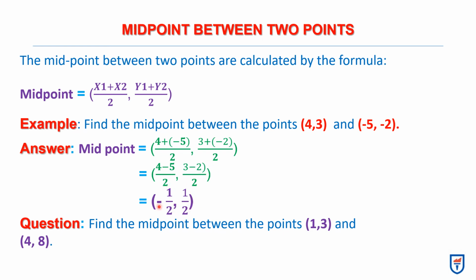So -1 half and 1 half is the midpoint between (4, 3) and (-5, -2). I need you also to work on this example question that is saying find the midpoint between the points (1, 3) and (4, 8), using the same formula that we used above.